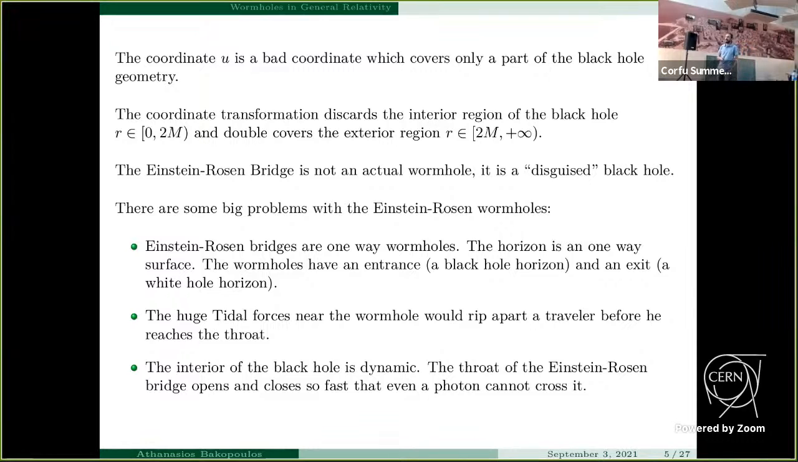Another problem is that the huge tidal forces near the throat or the horizon would rip apart the traveler before he reaches the throat. Finally, the interior of the black hole is dynamic, and the throat of these wormholes opens and closes so fast that even a photon cannot cross it.